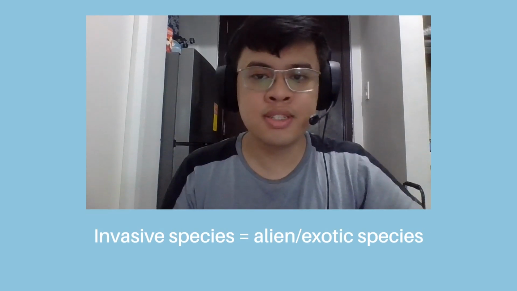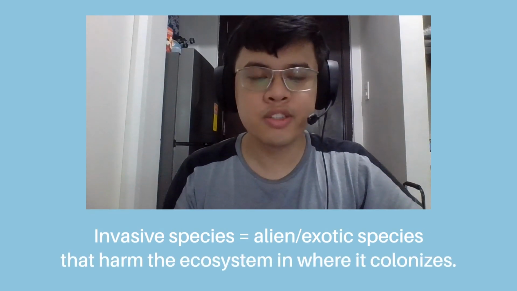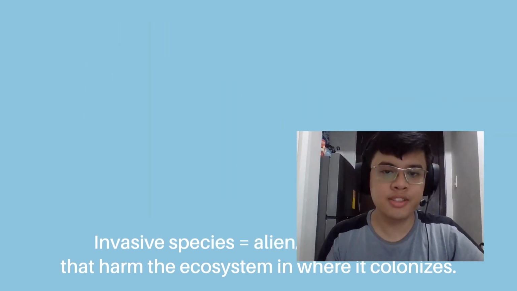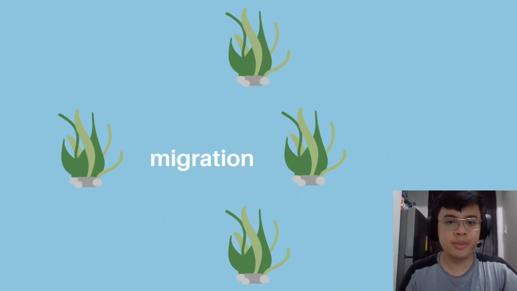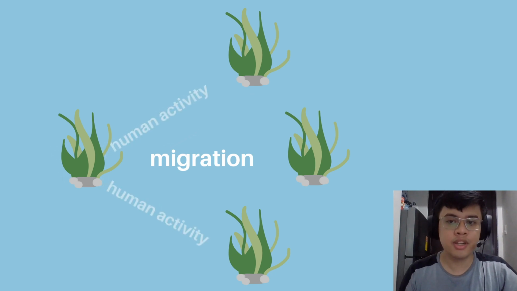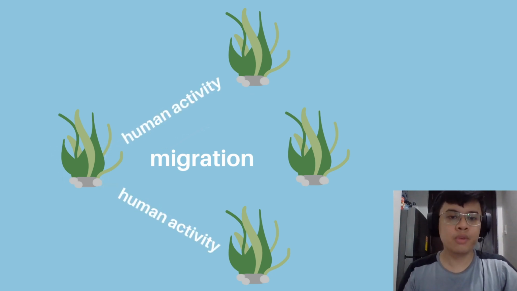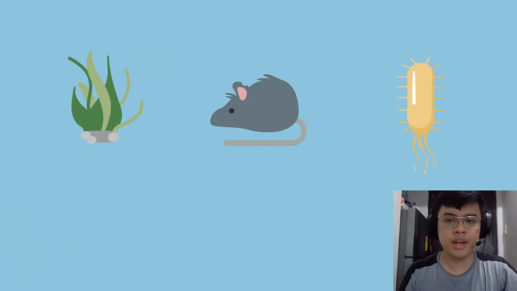Invasive species, also known as alien or exotic species, significantly harm and disrupt the ecosystems they colonize. Invasive species expand through migration due to the activities of other species, such as humans, where global commerce and the pet trade are considered the most common ways for invasive plants, animals, microbes, and other organisms to be transported to a new habitat.